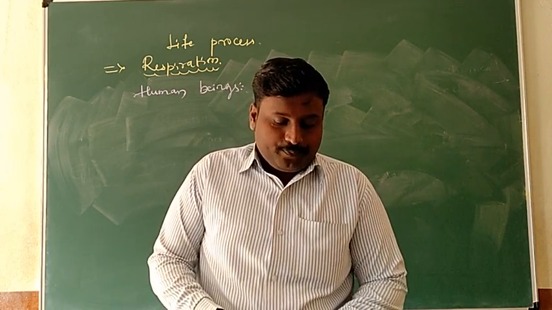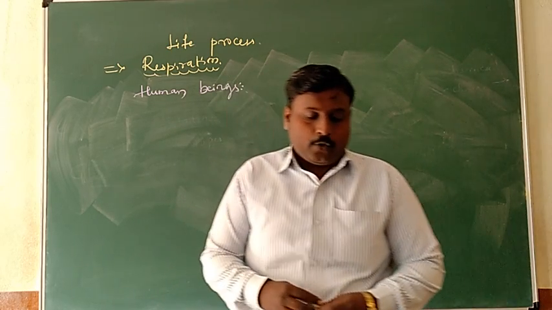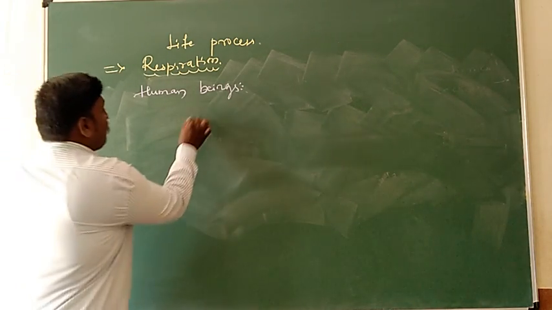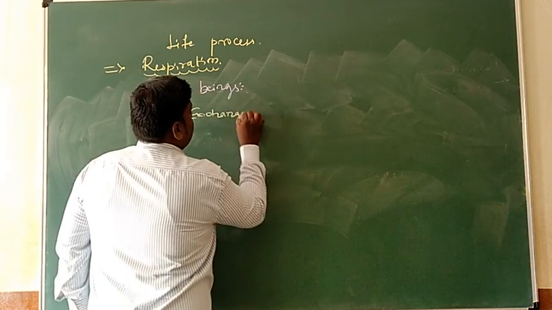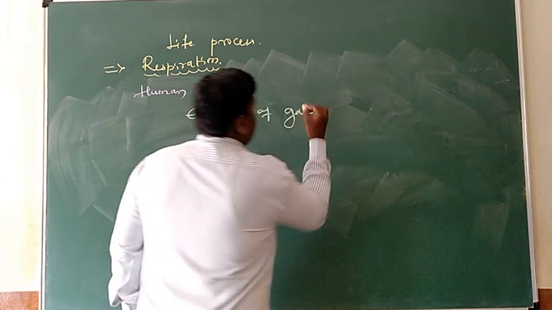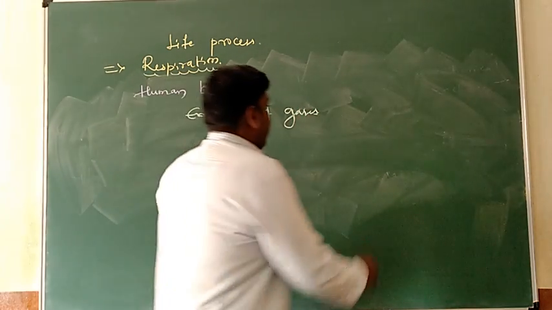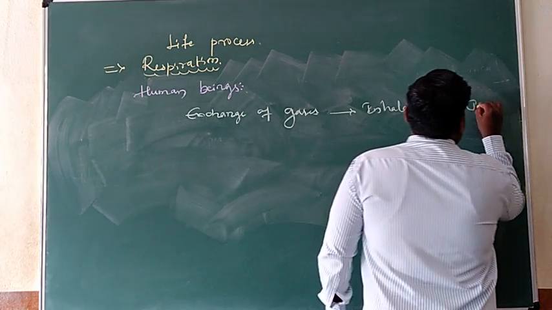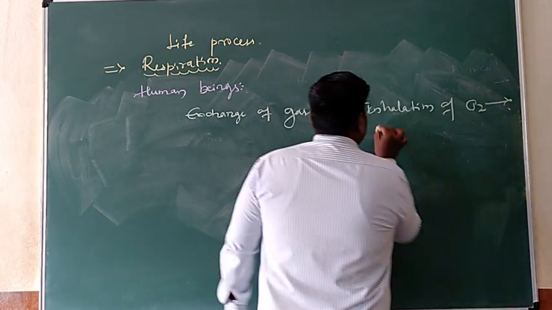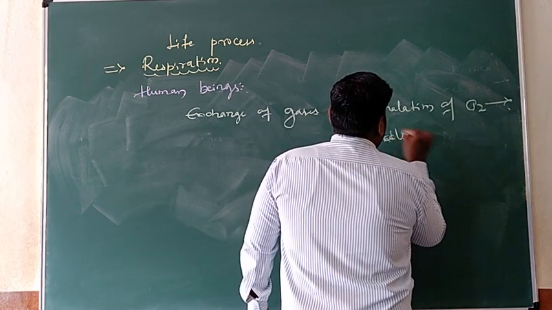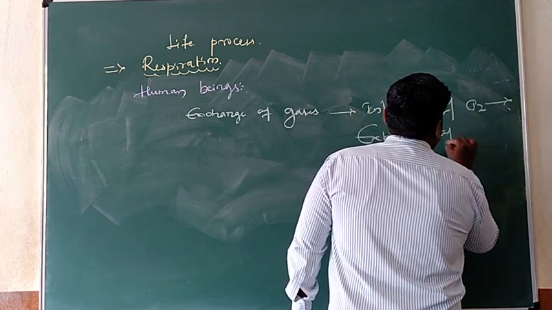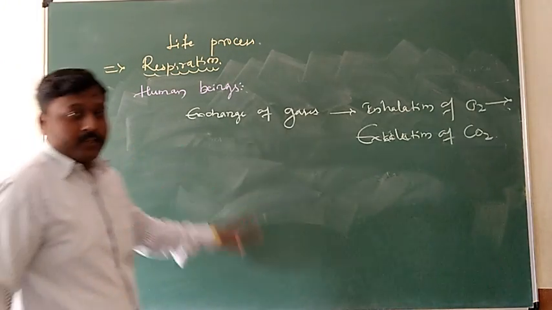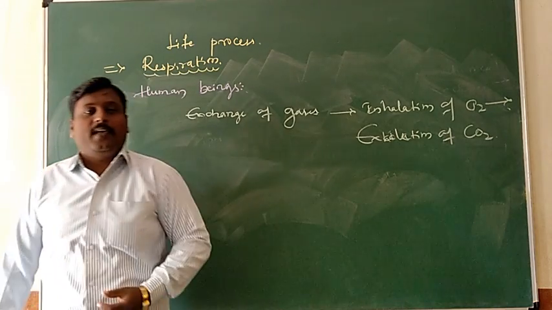The mechanism for moving oxygen and carbon dioxide in and out in human beings is termed gaseous exchange. We have already discussed what exchange of gases is. Exchange of gases is termed the process of respiration. It means inhalation of oxygen and exhalation of carbon dioxide. The whole process is termed the process of respiration. Now, how does the mechanism take place in human beings?